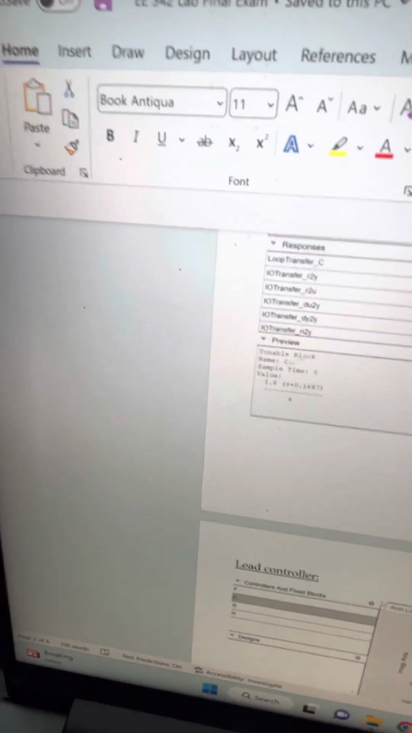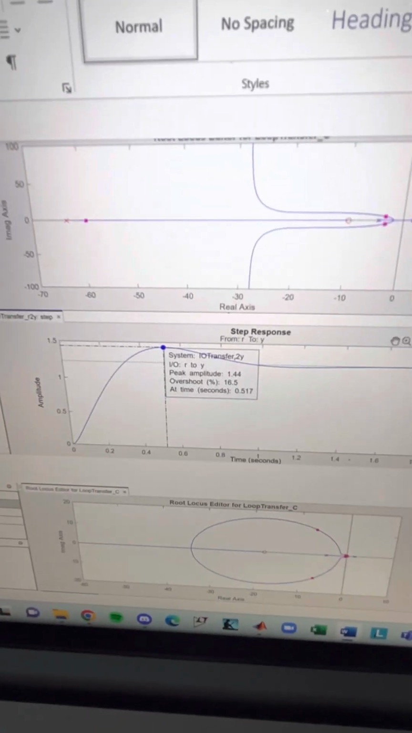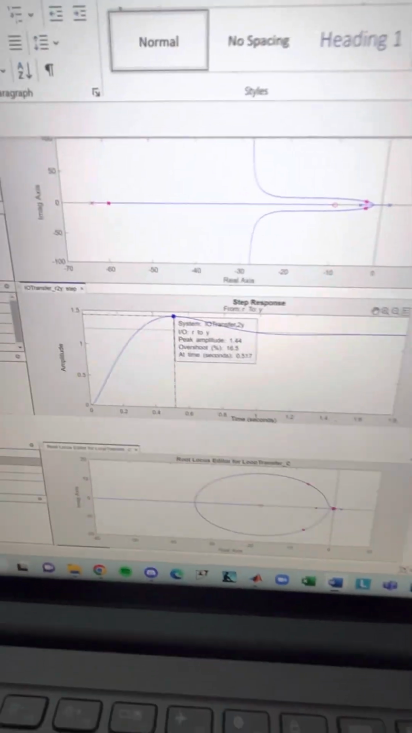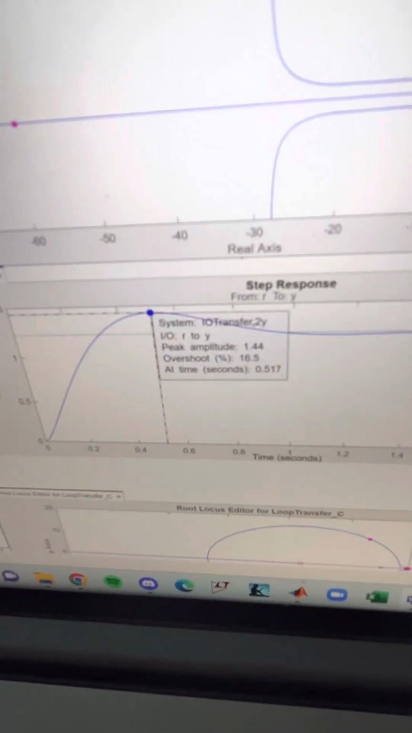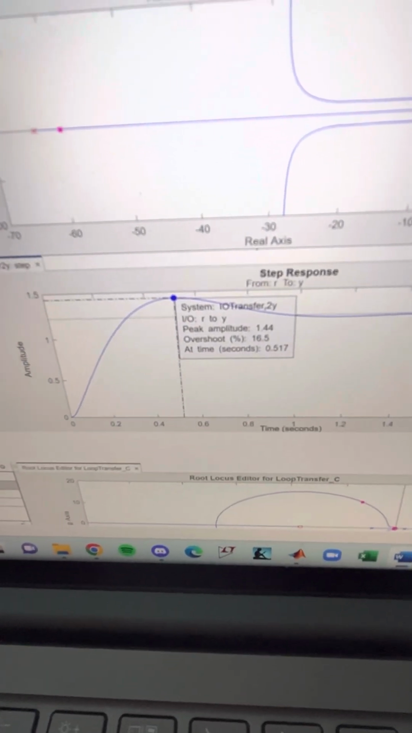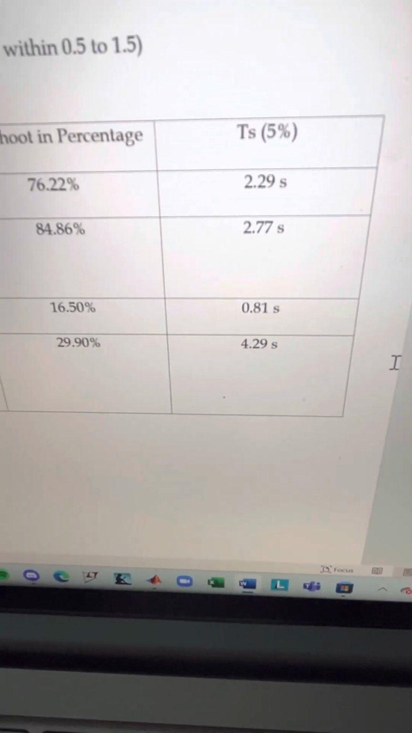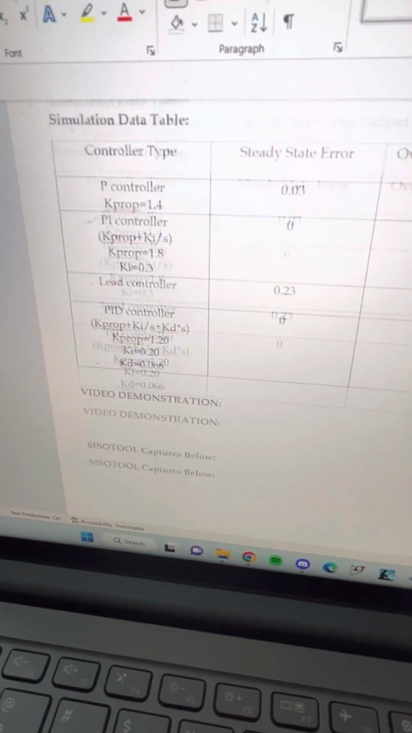So for the lead controller, this was my step response and polar plot, or root locus, sorry. And I got a percent overshoot of 16.5% and a settling time of 0.81 seconds, which fit the requirement.